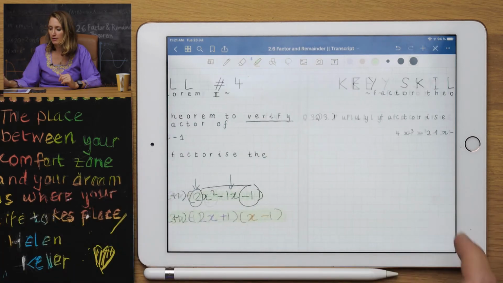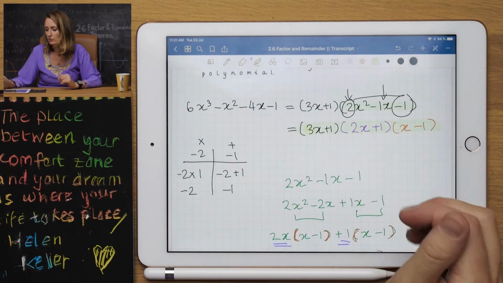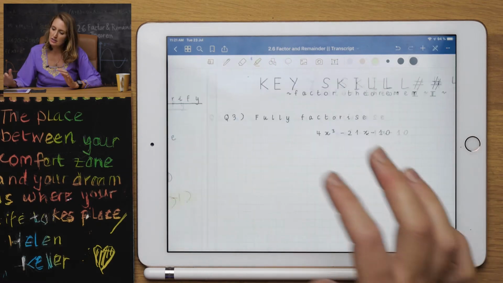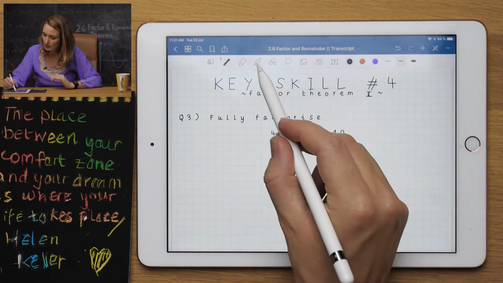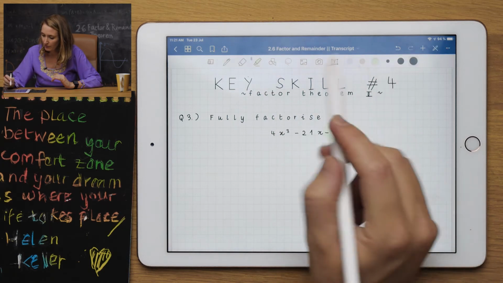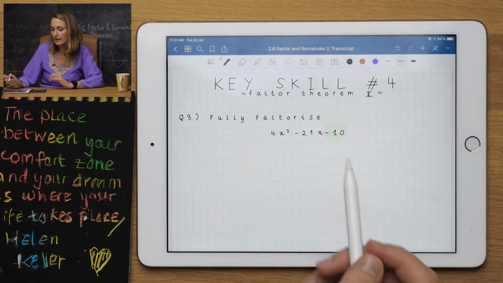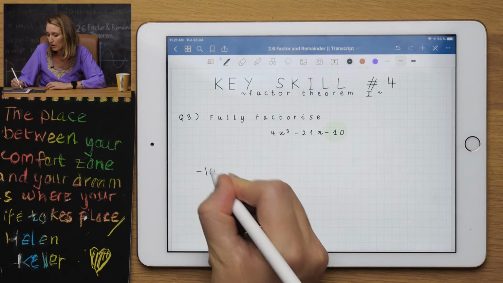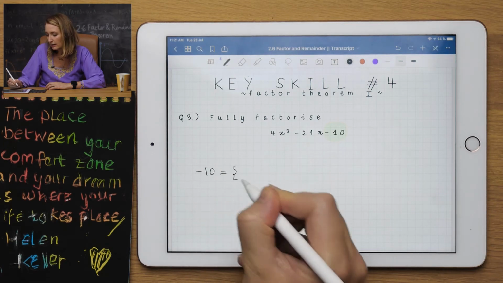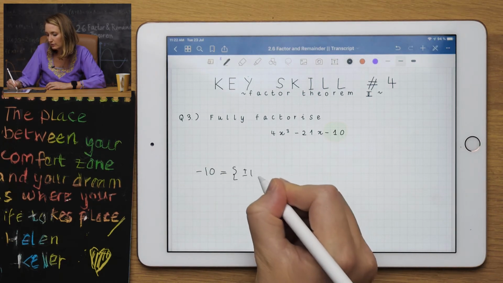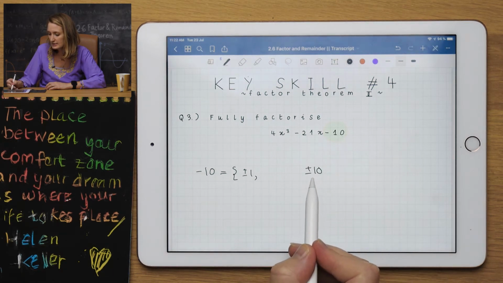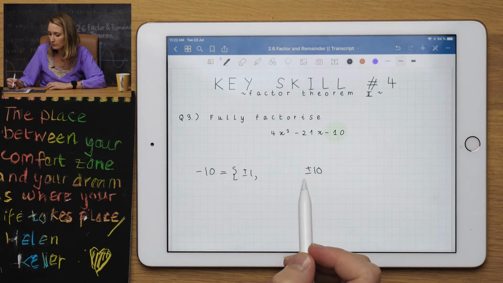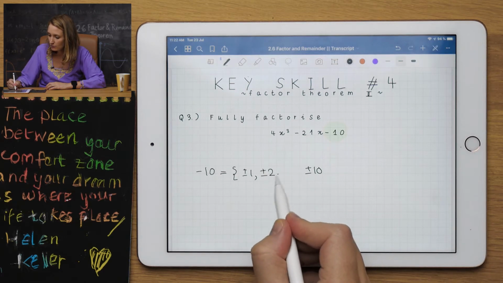Okay, in question 3, we've been asked to fully factorize a cubic equation, but we haven't been given any factors. Remember, if we had one factor, we can do the long division to get us started. However, there is a little trick. What you can do is look at the factors of the final term, the term independent of x. So for example, minus 10 could be plus or minus 1 times plus or minus 10. So either plus 1 times minus 10 or minus 1 times plus 10. And the same for 2 and 5.